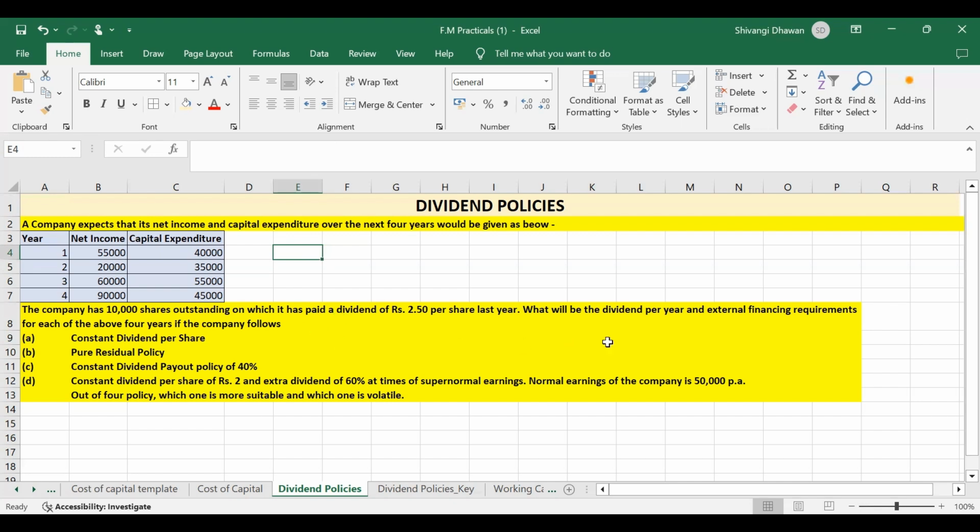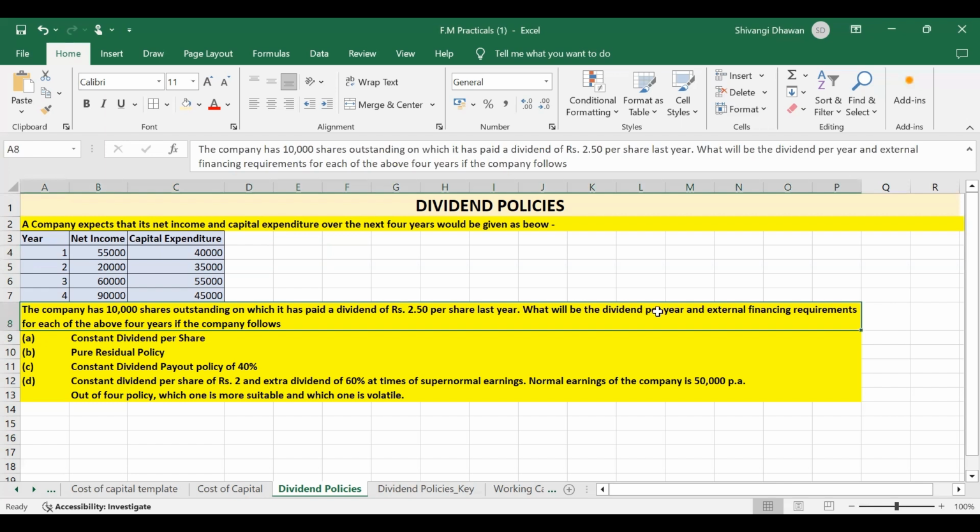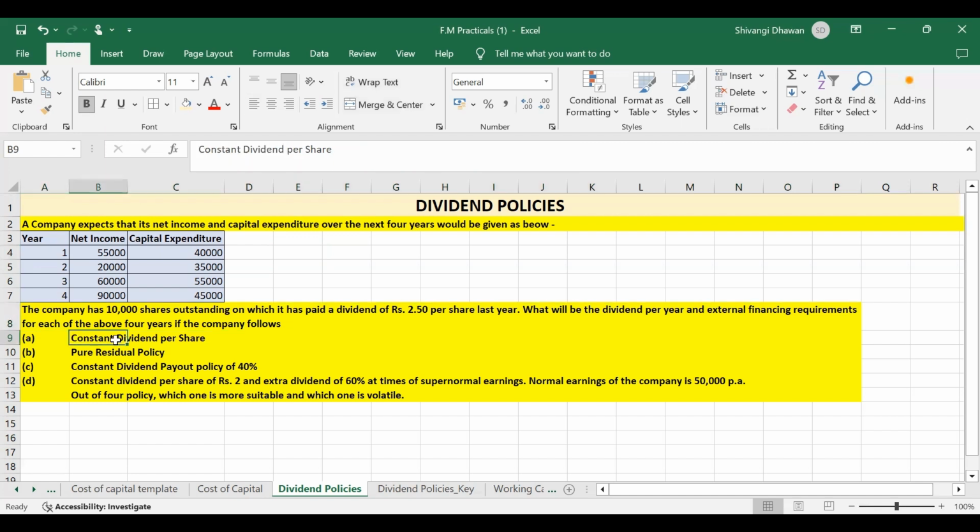What will be the dividend per year and external financing requirements for each of the above 4 years if the company follows these four policies? That is, the first one is constant dividend per share, pure residual policy, constant dividend payout policy of 40%, constant dividend per share of rupees 2, that is fixed, and the extra dividend of 60% at times of super normal earnings, and the normal earnings of the company is 50,000 per annum.